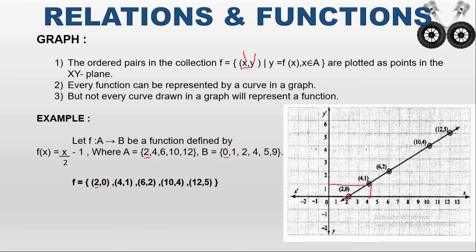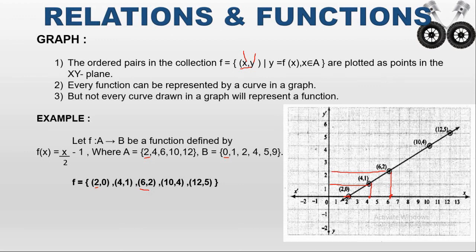What is the third ordered pair? It is 6 comma 2. The 6 is also a positive value, so you have to move to the right side of 0. So 6 will be here. From 6, the y value is 2, so you have to move 2 steps up. So you will be here. So this is 6 comma 2.